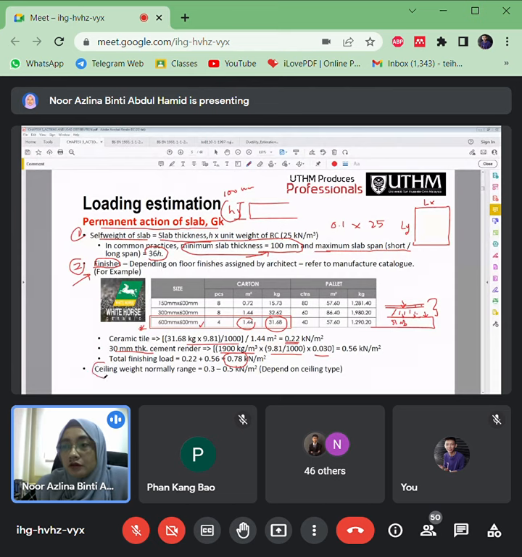And then for the ceilings, there's another one here. If it is mentioned that there's a ceiling supported by that slab, include it. If not, you just ignore the ceiling load. Okay, so the ceiling is normally in the range of 0.3 to 0.5 kilonewton per meter squared here. So nak guna 0.3, 0.4, 0.5 is up to you.